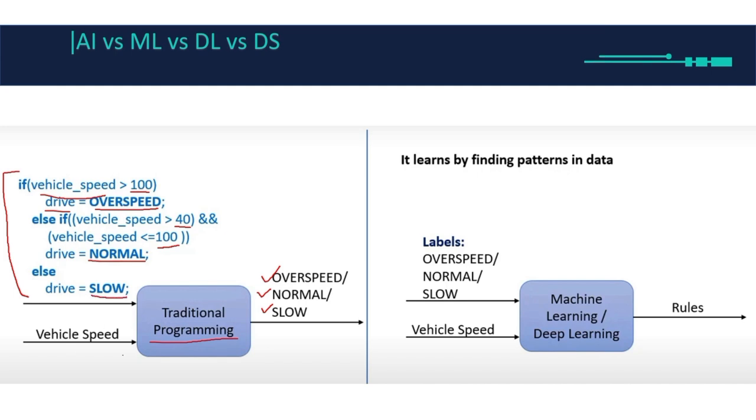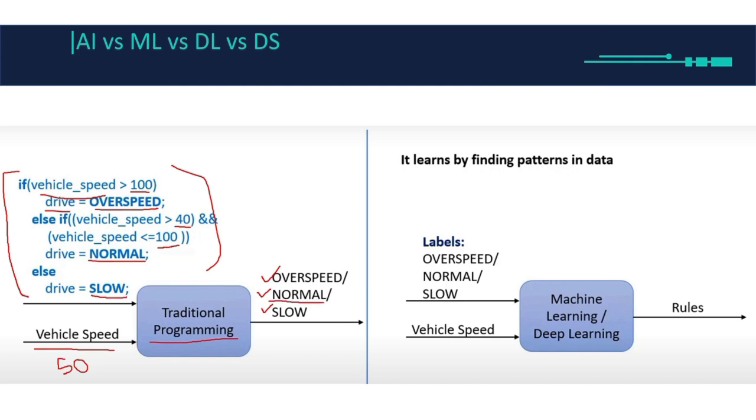This is how it's done in traditional programming. I'm pretty sure you guys already know that. And the data that I'm going to give is going to be the vehicle speed. If I write 50 here, it's telling me if it's greater than 40 and less than 100 it's going to be normal. So after I enter the 50 as the vehicle speed, the computer is going to compile this code and it's giving me the normal.